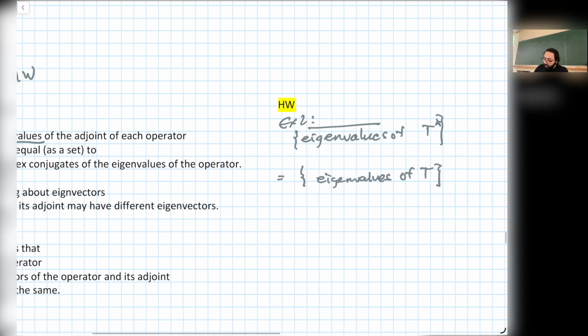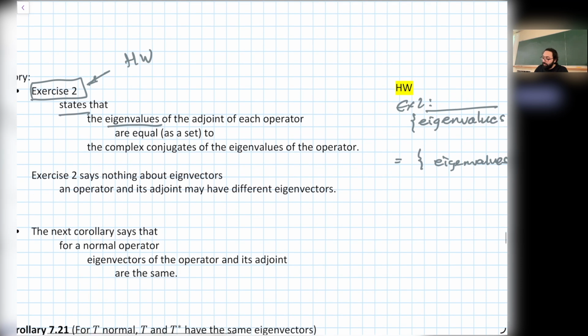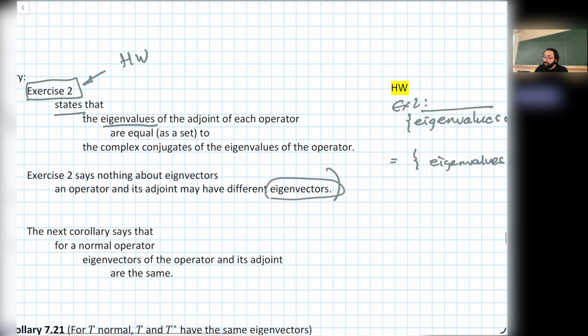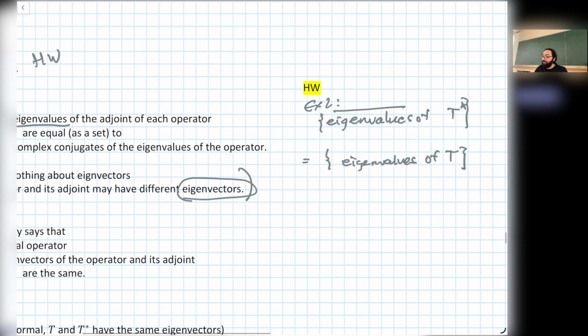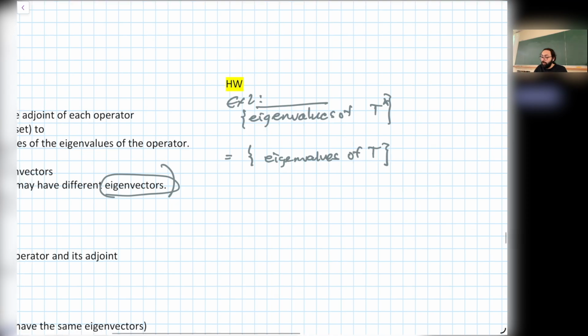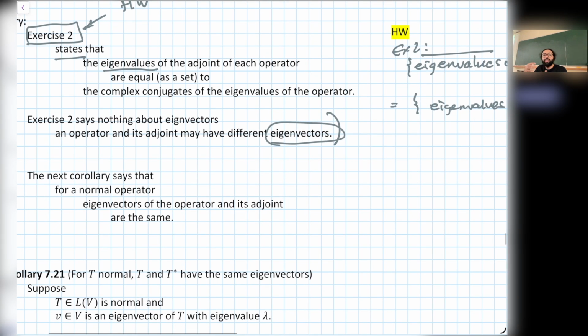All right. Now, what the text is trying to motivate is that here we did not say anything about eigenvectors. We just said that the eigenvalues are going to be related by complex conjugation. We didn't say anything about eigenvectors. Now, if we wanted to say something about eigenvectors, we would have to make some assumption about T, because in general, the eigenvector will change. So when you take T and T star, the eigenvectors can change. It is saying that if you additionally know that the operator is normal, then one can also say something about the eigenvectors. Is the motivation clear?